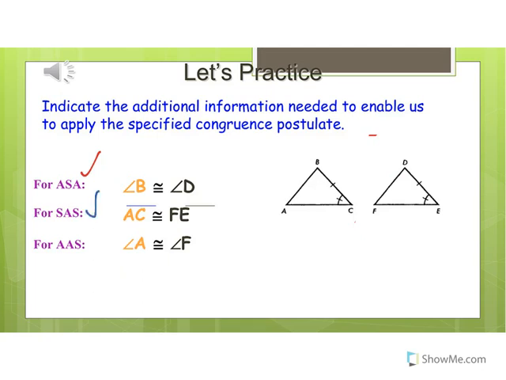Okay, so we want to show side, angle, side. So we have a side and an angle, so we need another side, so then we can show that side CA is congruent to FE. So then this becomes side, angle, side. Right. And then for angle, side, so we have an angle, so we need another angle, so then we can show that A and F are congruent, so it becomes angle, side. Right?